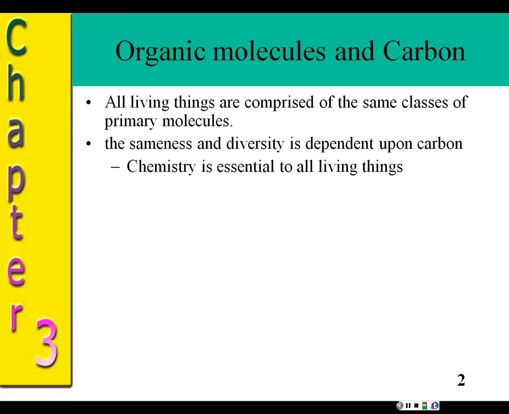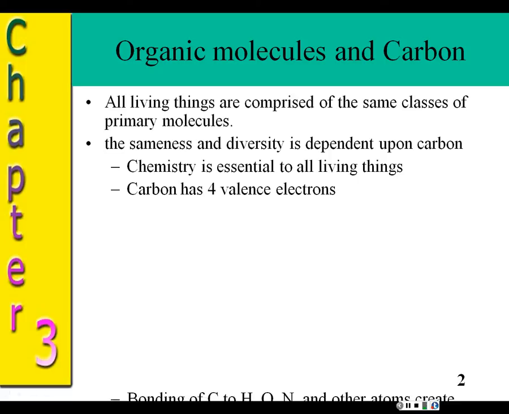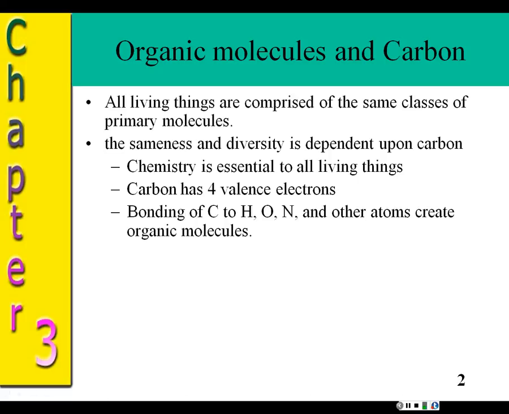Whether we're binding carbon to another carbon or we're binding carbon to a hydrogen, this guy has 4 valence electrons and it can bind up to 4 things at any one time. So we can bind it to oxygen, hydrogen, fluorine, whatever, all those other guys, and make up all the different types of compounds that we're going to be working with. So the bonding of carbon to hydrogen, oxygen, and nitrogen creates these organic molecules.